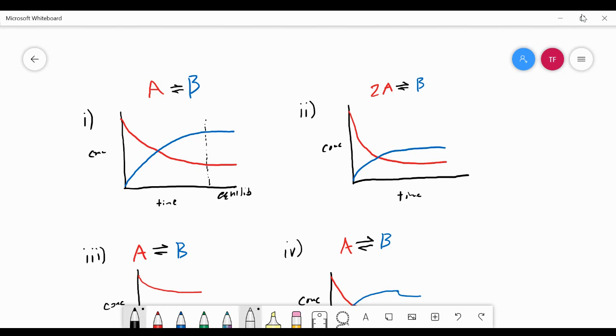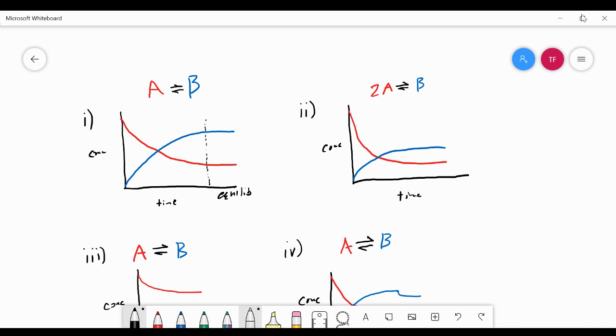Also, we can tell from this graph that this reaction is product favored. We've made more product than we kept reactant. So this reaction actually is going to lean more towards the product side than the reactant side. So a lot of things we can tell from this graph as the time goes along in the reaction.